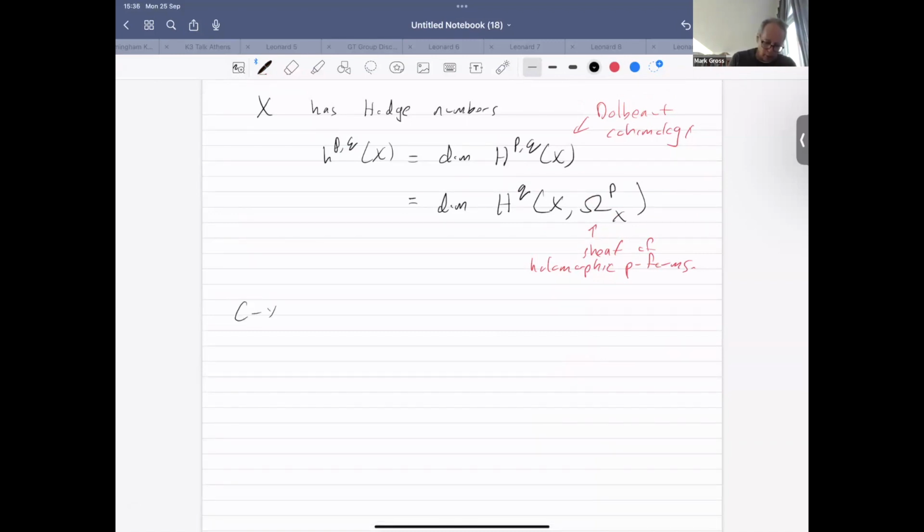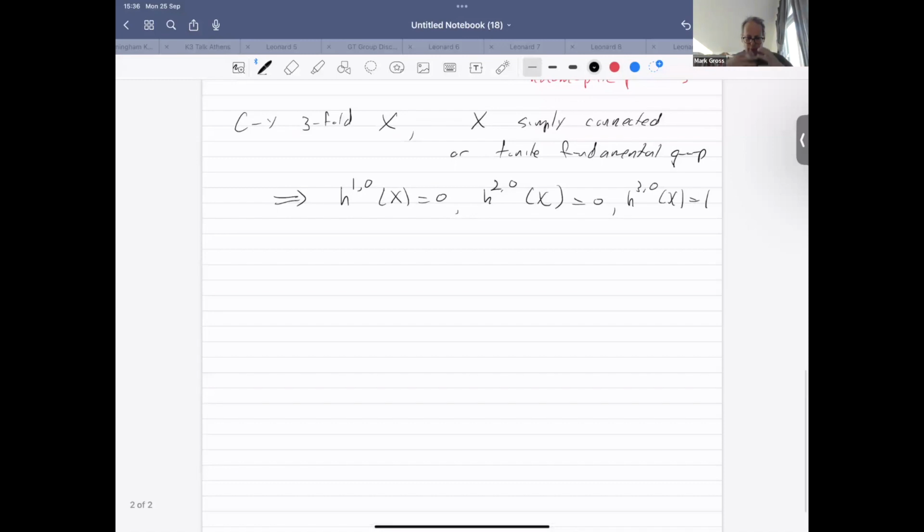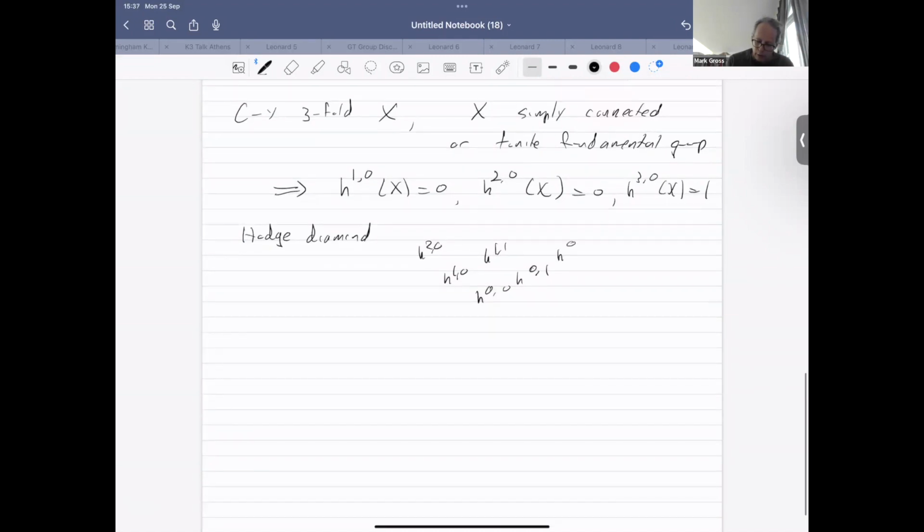So if you have a Calabi-Yau threefold X, let's assume also X simply connected or finite fundamental group. That implies that, in fact, quite a few of these numbers are zero. h^{1,0} of X is 0, and h^{2,0} of X is 0. And finally, h^{3,0} of X, which is the space of holomorphic three-forms, is one-dimensional. So typically, you put all of this information into what's known as the Hodge diamond. So this looks like, I'll just draw a bit of this, h^{0,0}, h^{1,0}, h^{0,1}, h^{2,0}, h^{1,1}, h^{0,2}, etc.